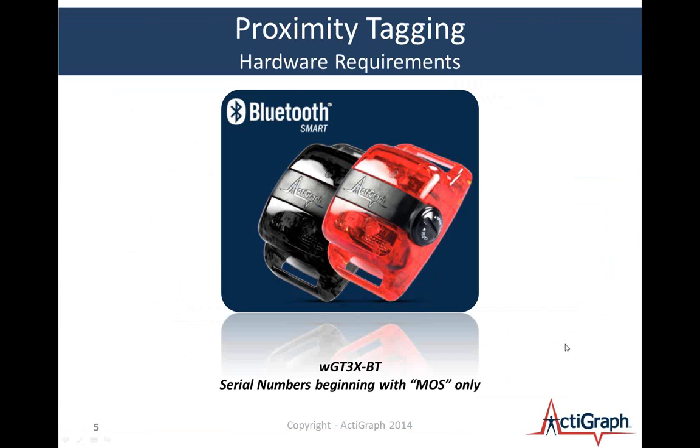Talk briefly about the hardware requirements for feature extraction. For proximity tagging, we do require the use of the wGT3X-BT, and these are Bluetooth Smart enabled devices, and that's our latest device that we sell. The serial number on those devices begins with MOS, so you'll notice those on the back of the device, the serial number there. So check those out, make sure those are the device types that you have, and we sell those on our website and also through our online sales channel.